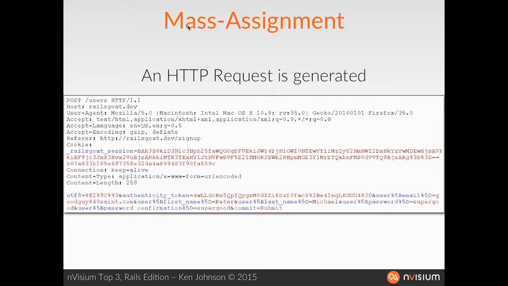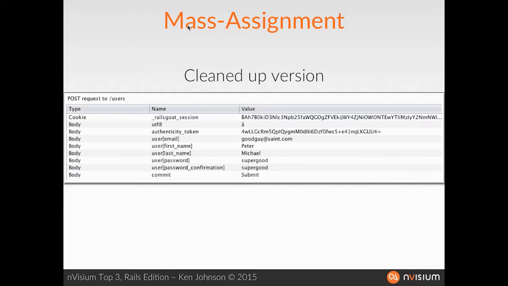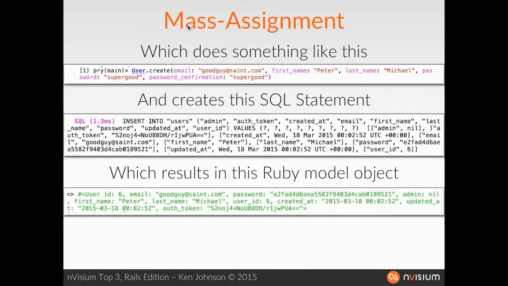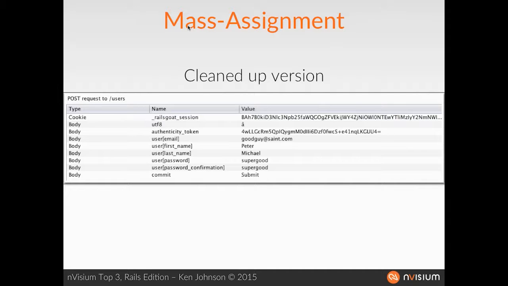And when I hit submit, an HTTP request gets generated. And this is what a raw HTTP request looks like. This is a post request to the /users path, and it's got the parameters there at the bottom. They're URL encoded, so they look a little funky. So there's a cleaned up version. You can see we've got the user email, first name, last name, password parameters, as usual. And we're going to go with goodguy@sync.com for that email address when we create this user.